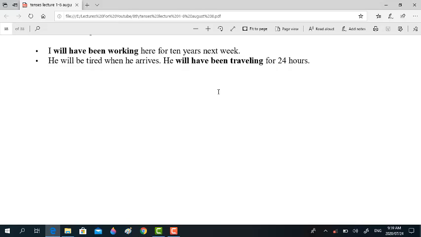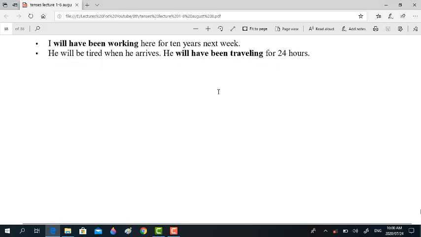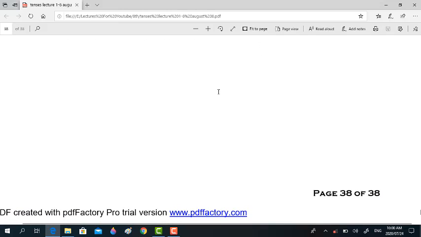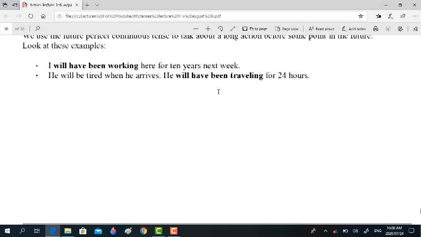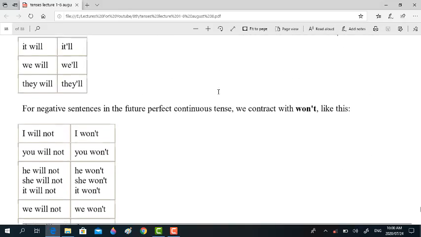It actually talks about an action that begins at a certain time in the future and will continue, right? He will be tired when he arrives. He will have been traveling for 24 hours, right? And you have to make 5 sentences of this, right?